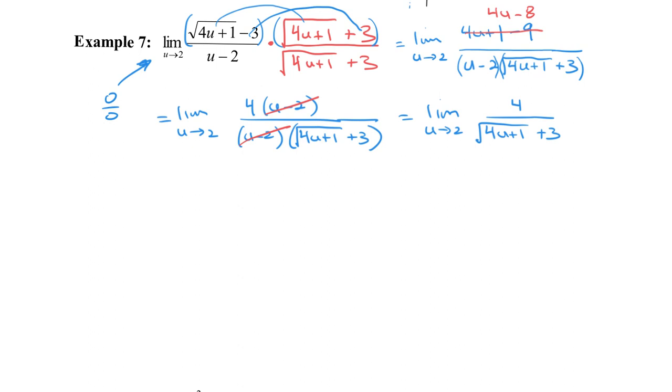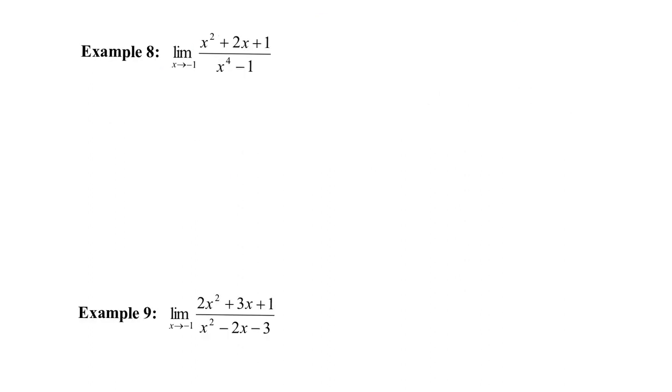So we take the limit here. We plug in the 2. So plug in a 2 here, and we're going to get the square root of 9, which is 3. So we get 4 over 3 plus 3, which is 6, or 2 over 3. So we get 2/3 as our final answer. This problem, by the way, is number 22 in the book from this section, section 2.3.